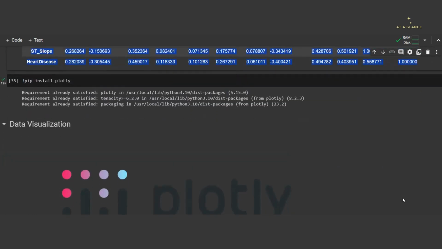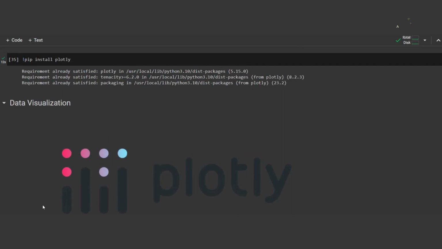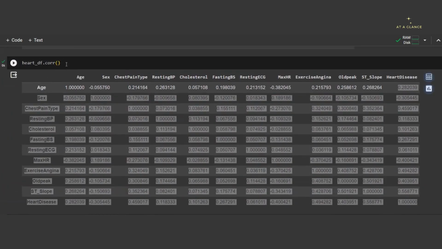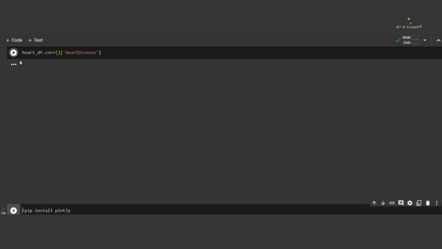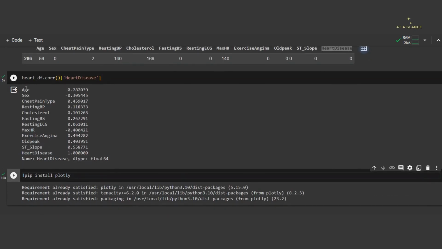For doing that, we have this particular line chart inside the plotly.express module. And here we are going to give the heart_df correlation. Since we only want the correlation of all the features with only the heart disease column, we'll write this heart disease, and let's try to print what we get with this. So here you can see we are getting all these values. This is nothing but, if you remember the previous data frame, the last column.